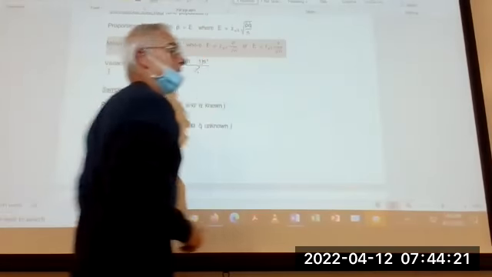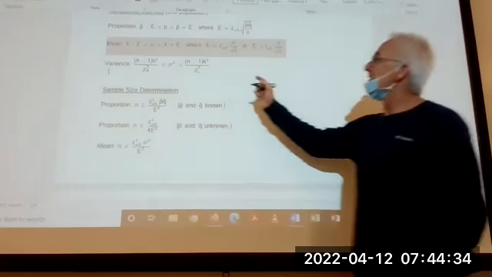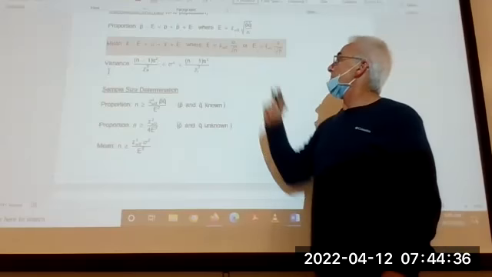Now, remember the Z alpha over 2? We want to construct a 95% confidence interval, a 99% confidence interval, a 90% confidence interval. That determines what Z value we use. That's one of those magic number Z's we talked about. But then look what else it is. It'll be sigma over the square root of n.